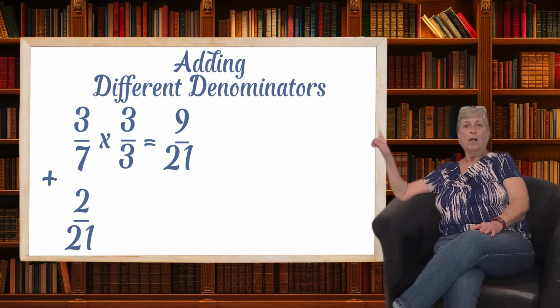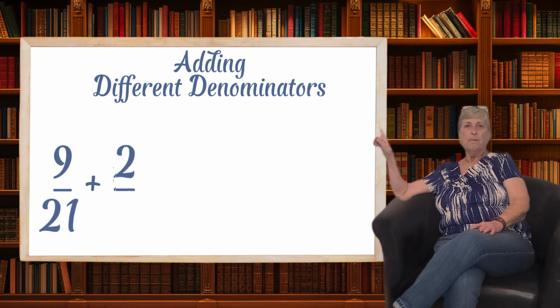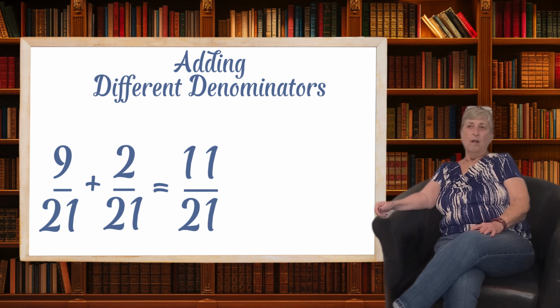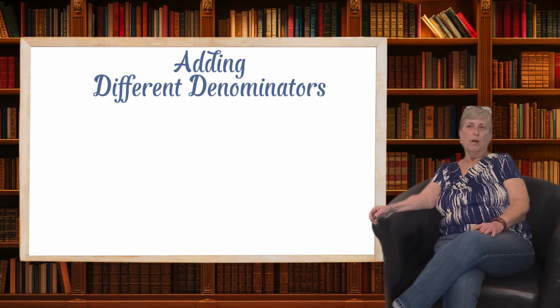Now we can go back to the rule that we learned in the first video, where if you have the same denominator, you keep the denominator and you just add the upper numbers, the numerators. So now we have 9 plus 2, which is 11, over 21. Alright, now that's the first example. This next example is going to be a little bit more complex.